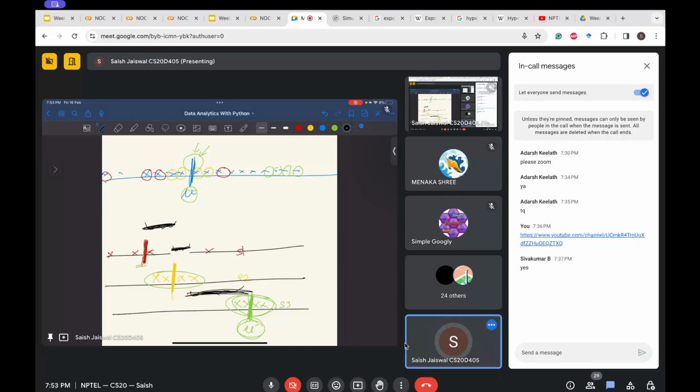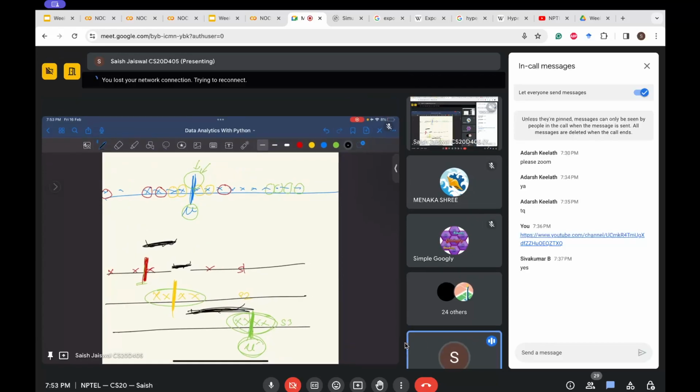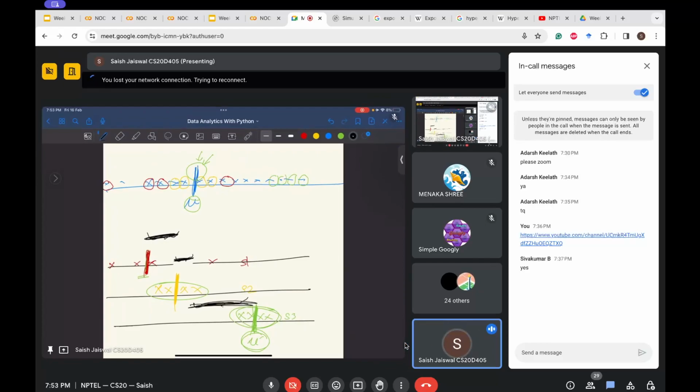So what is a confidence interval? It is nothing but an interval. I say that this is the point estimate, and my mean can lie somewhere between this interval.